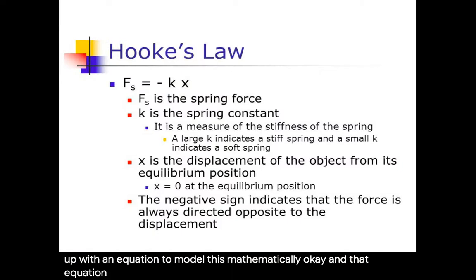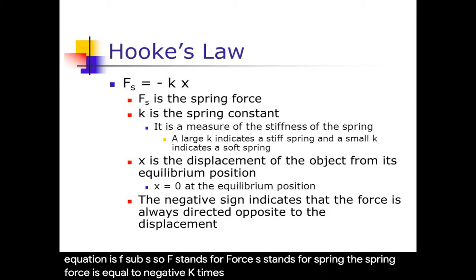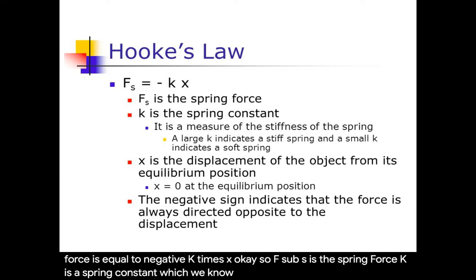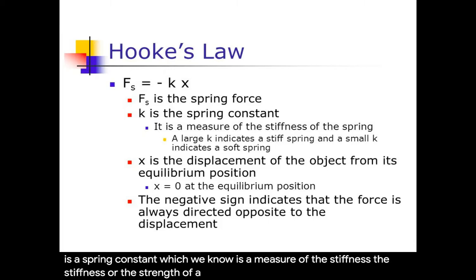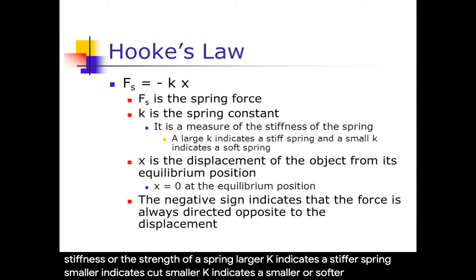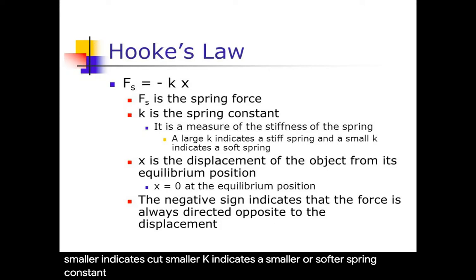Okay, and that equation is F sub S. So F stands for force, S stands for spring. The spring force is equal to negative K times X. Okay, so F sub S is the spring force. K is a spring constant, which we know is a measure of the stiffness or the strength of a spring. Larger K indicates a stiffer spring, smaller K indicates a softer spring. Okay, larger K values are more difficult to stretch.